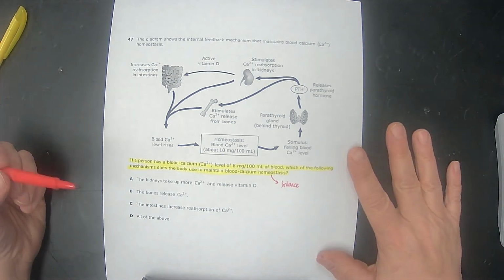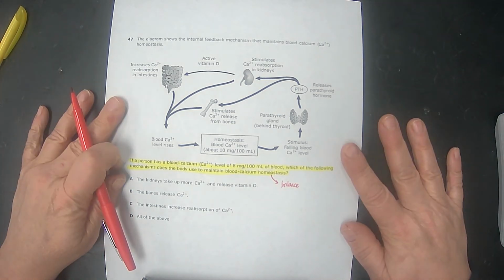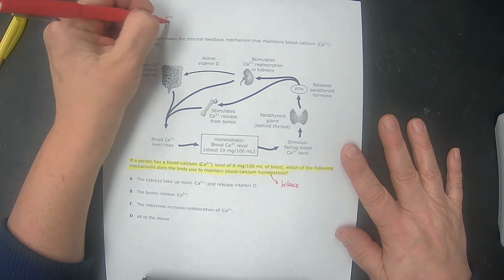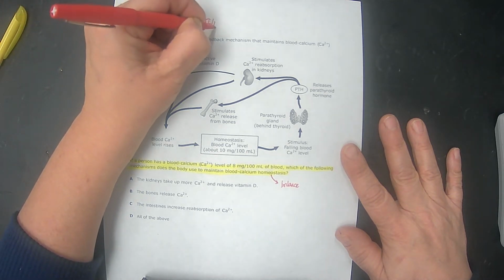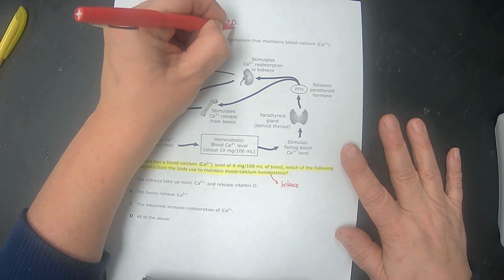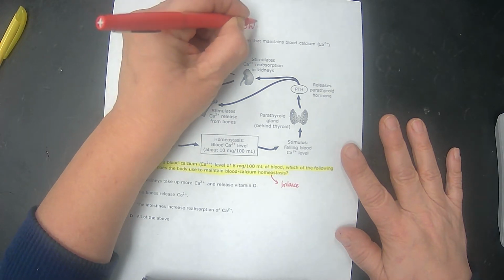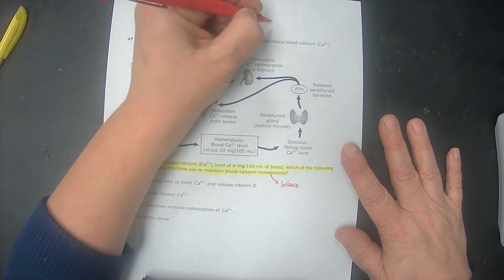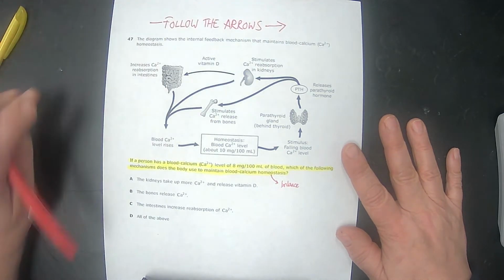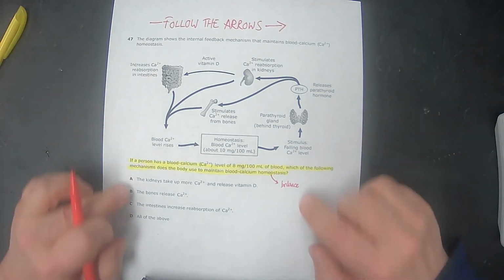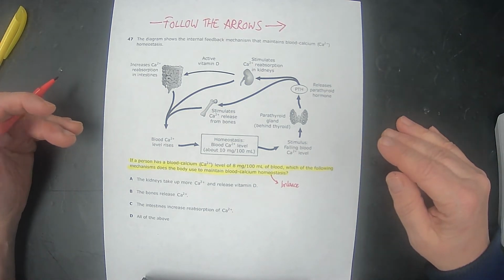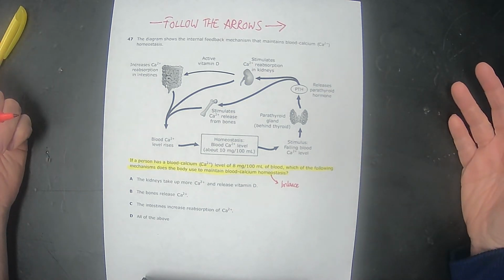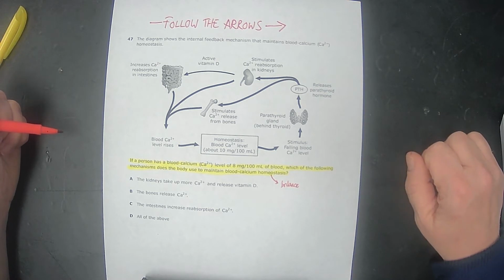And I have a simple rule with diagrams like this. First rule: follow the arrows. That is because the arrows show a sequence, a step by step. And typically, knowing where to start is the key.